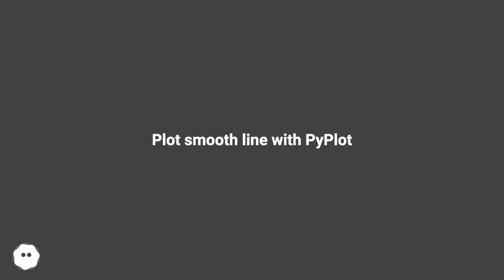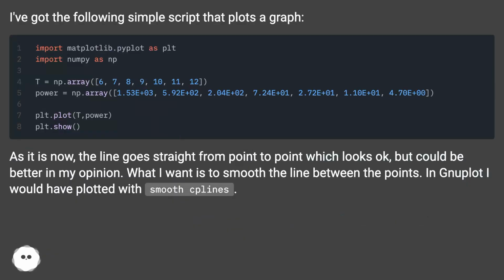Plot smooth line with PyPlot. I've got the following simple script that plots a graph. As it is now, the line goes straight from point to point, which looks okay, but could be better in my opinion. What I want is to smooth the line between the points.